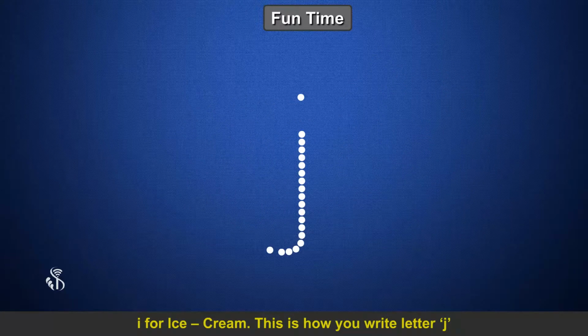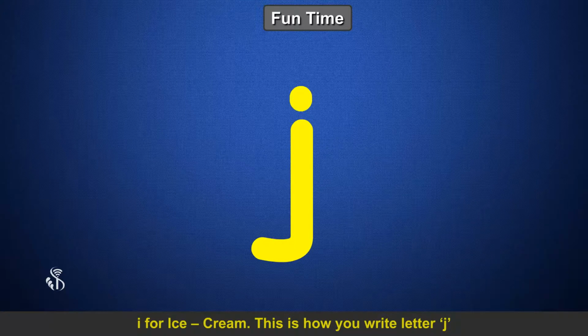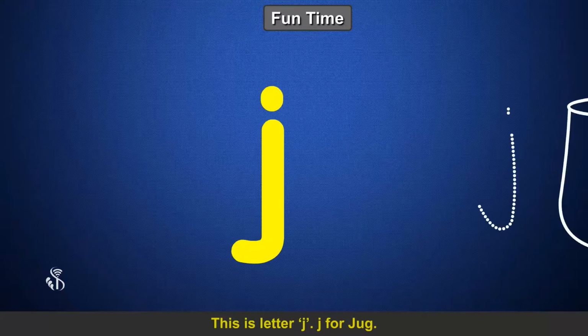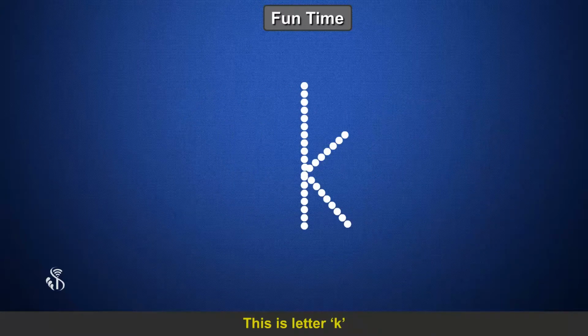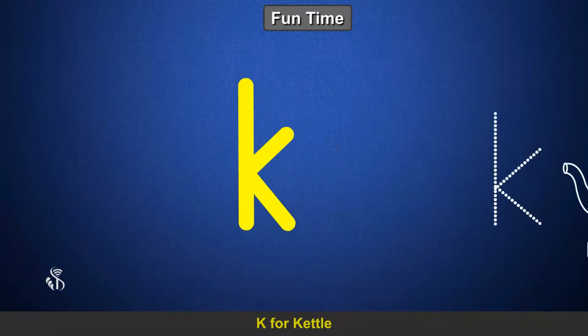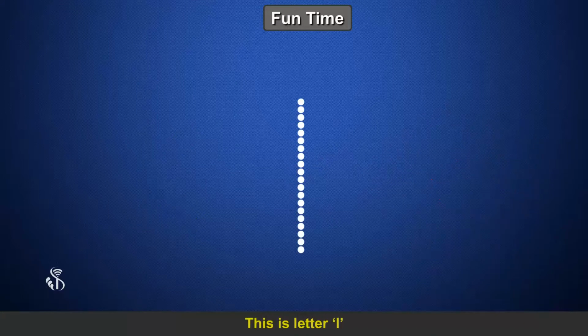This is how you write letter J. This is letter J. J for jug. This is letter K. K for kettle. This is letter L.